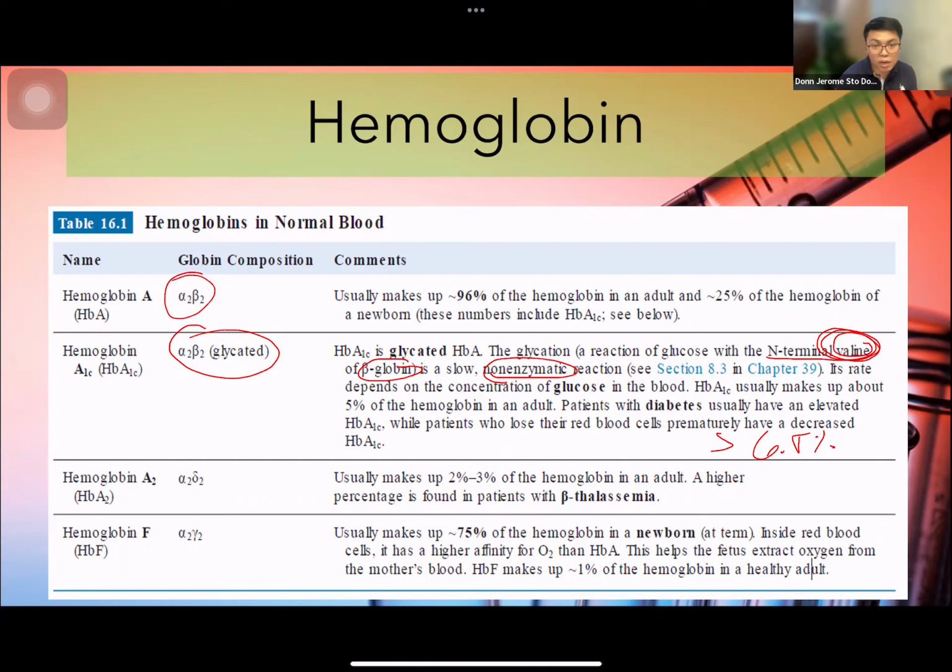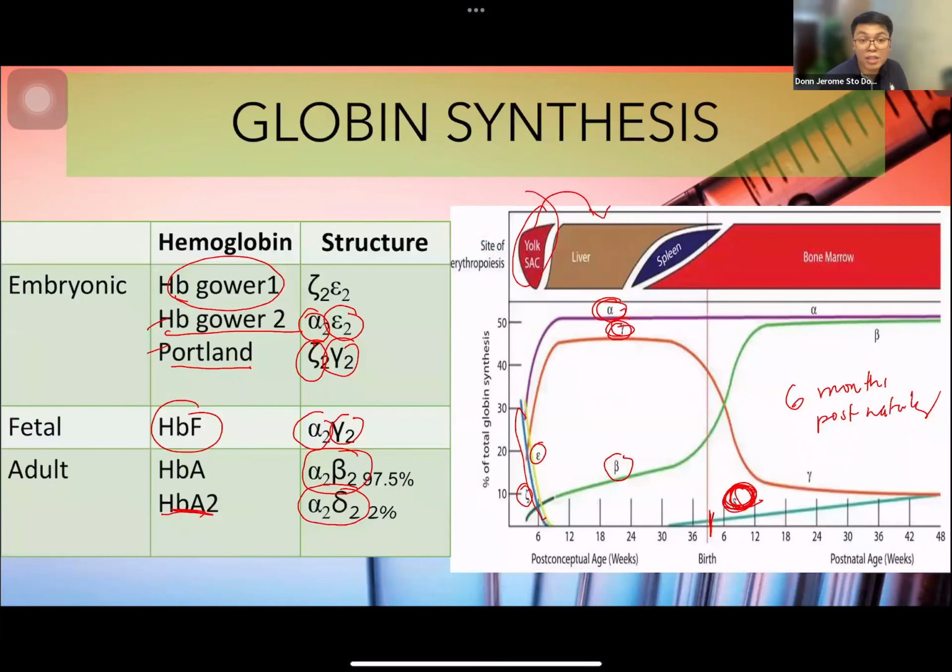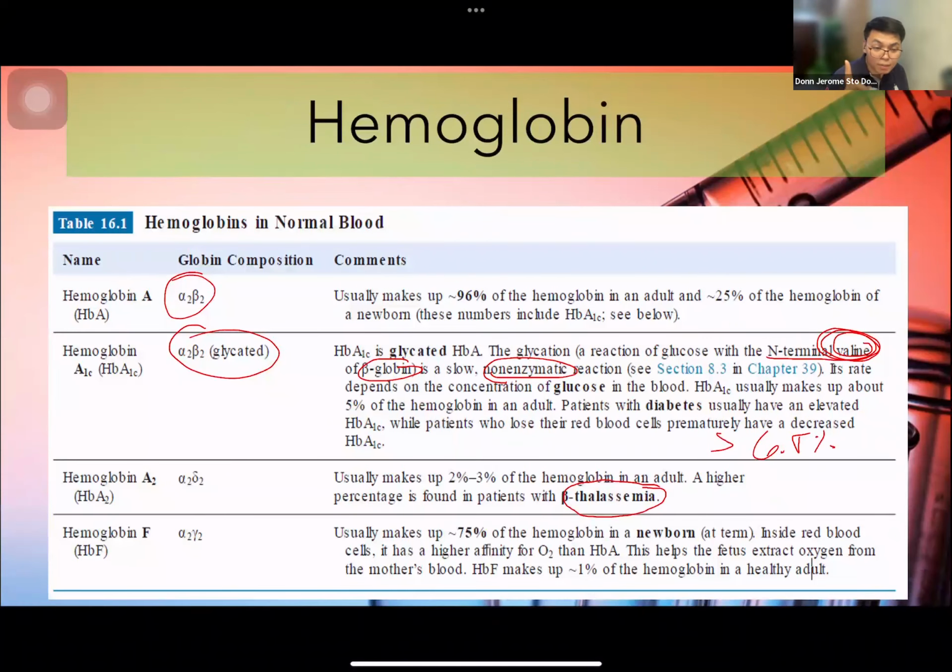Hemoglobin A2, as I mentioned a while ago, is made up of alpha and delta. An important thing to remember is that it is upregulated in beta thalassemia. In beta thalassemia, you have a problem in forming your beta globin chains, either a decrease in beta globin chain or complete absence of beta globin chains. So if you don't have beta globin chains, what is the beta-like chain that can associate with alpha chain? Delta. Okay. So in beta thalassemia, you will have high levels of your hemoglobin A2.